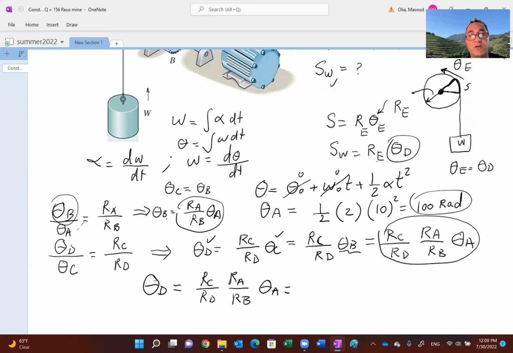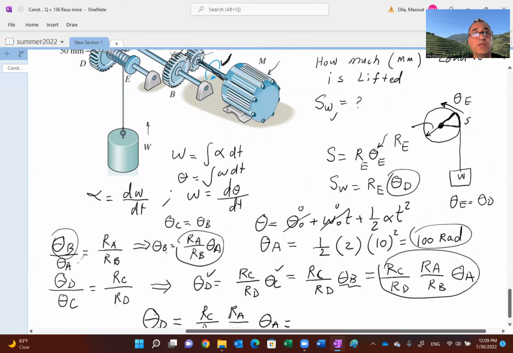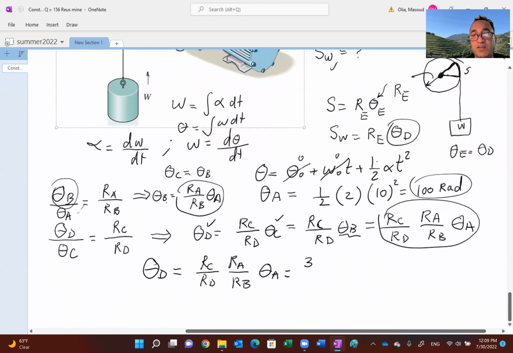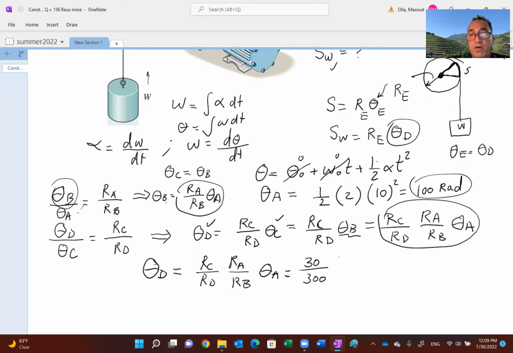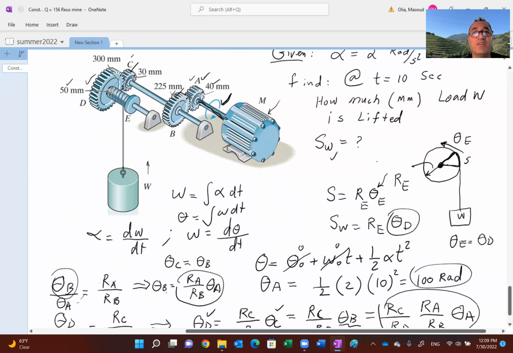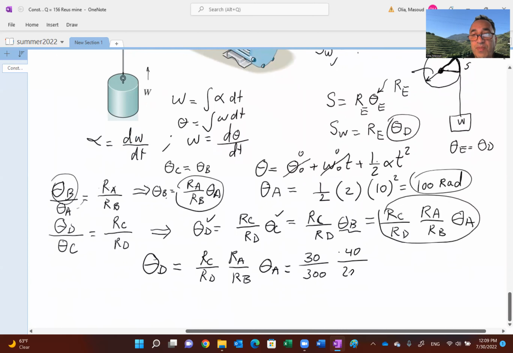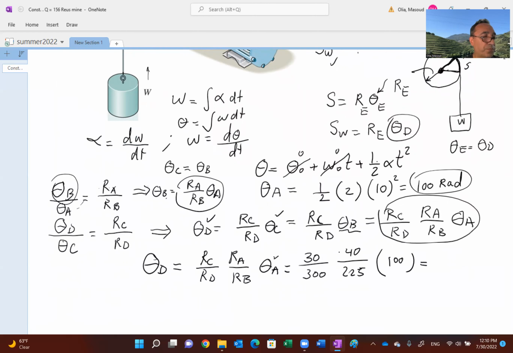So let's go ahead and see what they are. I want the ratio of RC to RD. RC is 30 millimeters over 300 millimeters. By the way, this is not clearly to scale, guys, in terms of the picture. Then RA to RB. Again, you could see RA is 40 millimeters, RB 225. That doesn't look really good in the picture, at least. And then finally, theta A, which is 100 radians. So if you do the calculations, you get 1.78 radians.